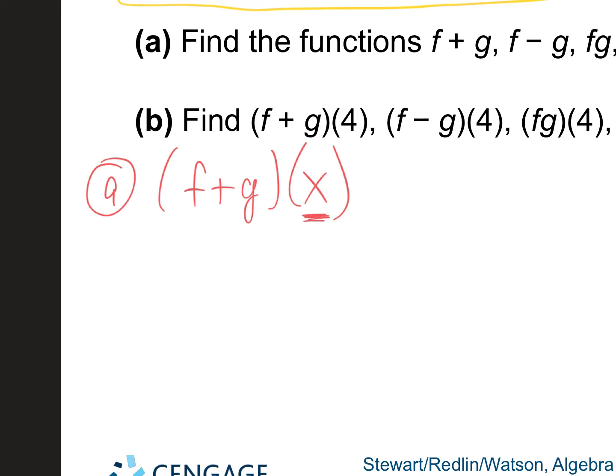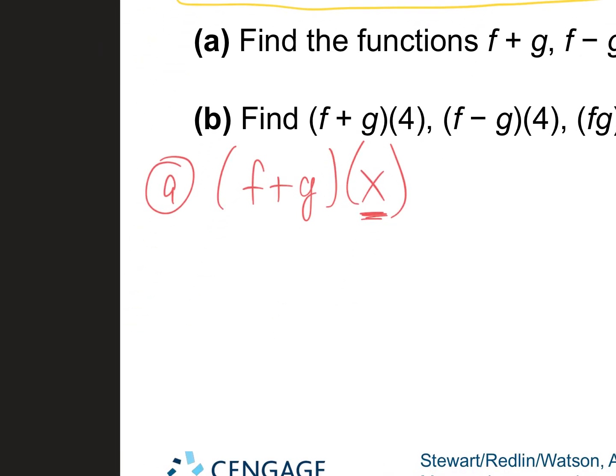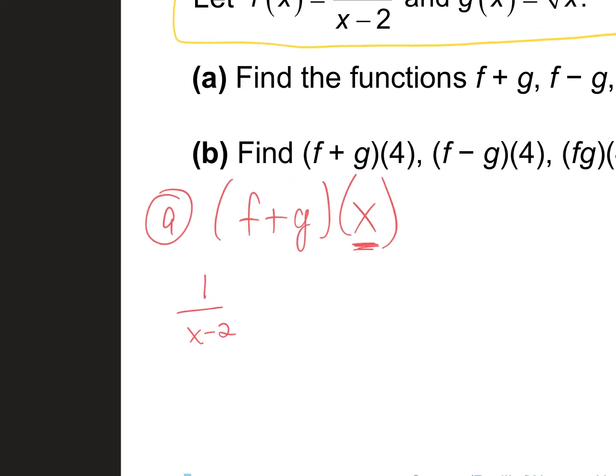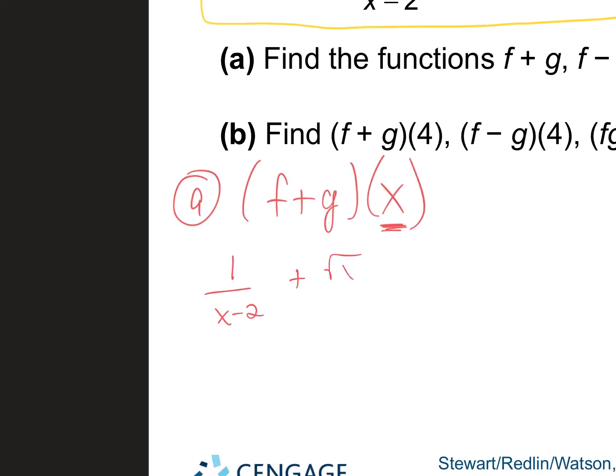So the way that you would answer something like this, what is the f function? 1 over x minus 2, right? Plus your g function, plus the square root of x over 1. If we're going to write this combined, we're adding them together. When you guys are adding, you have to have a common denominator, right? What would our common denominator be between x minus 2 and 1? x minus 2, perfect. So you have x minus 2 here.